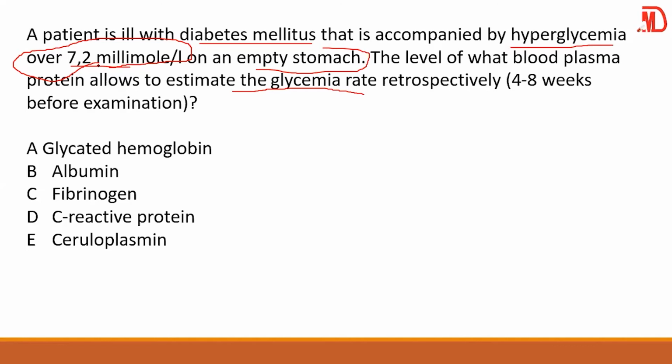And of course, it has a range that you must know. If it is more than 6.5%, that means this person is diabetic. If it is less, that means the person is not diabetic. So please take note of that. All right, so here, your answer is A.